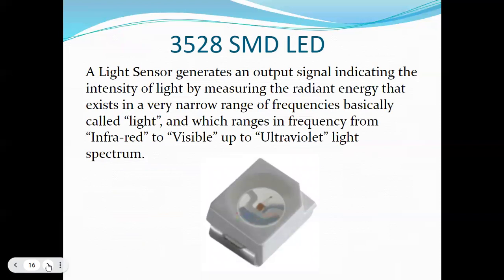The next sensor is a 3528 SMD LED sensor. The light sensor generates an output signal indicating the intensity of light by measuring the radiant energy that exists in a very narrow range of frequencies, basically called light, which ranges in frequency from infrared to visible up to the ultraviolet light spectrum.